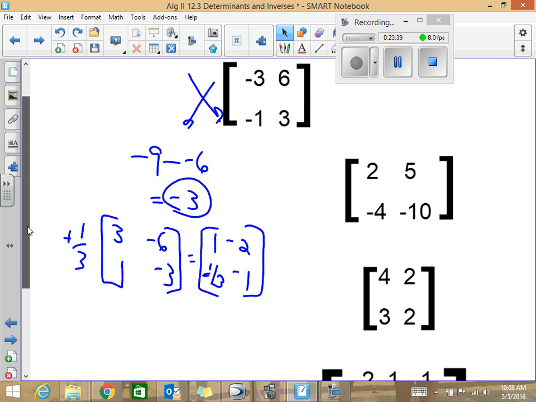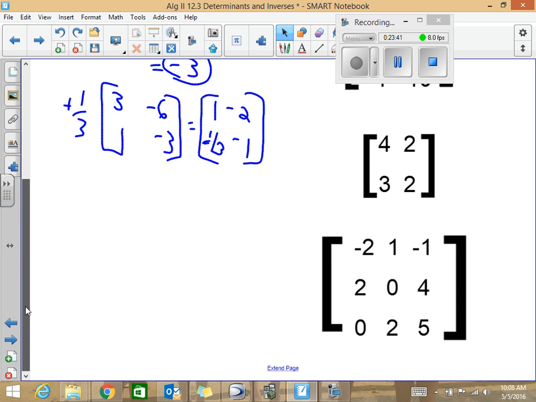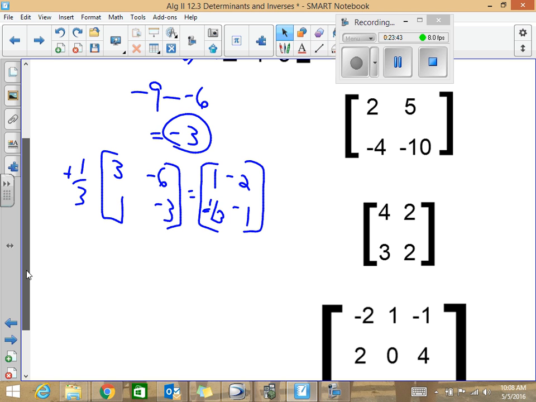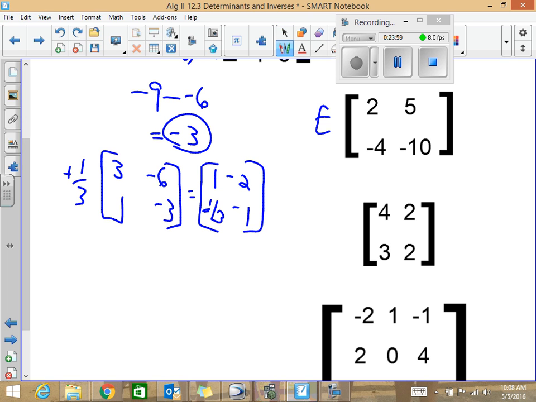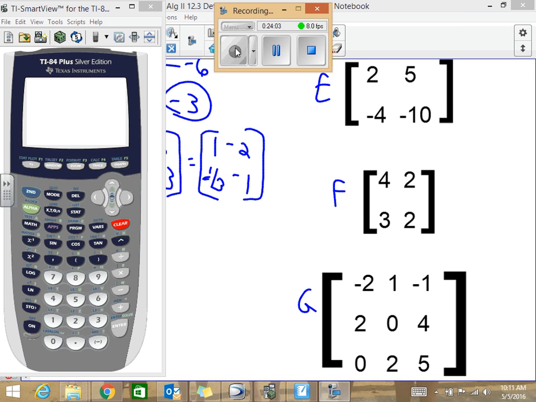So go ahead and try these next 3. Enter these on your calculator. In fact, go ahead and enter them. Let's everybody go ahead and enter them in like E, F, and G. Okay, so after you've entered them, I entered these as E, F, and G, so hopefully you did too, so it makes it a little bit easier to follow.